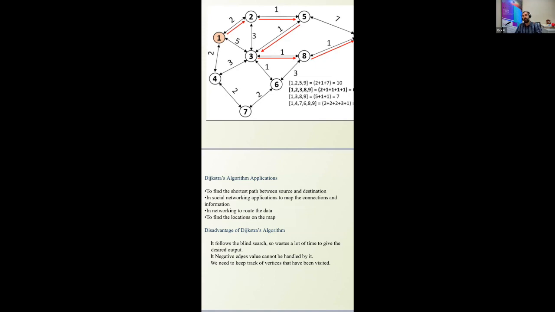Perfect. Thank you very much, Rabia. You're welcome. Thank you so much for this presentation. I see the red lines are the fastest path, the shortest path. Yes.